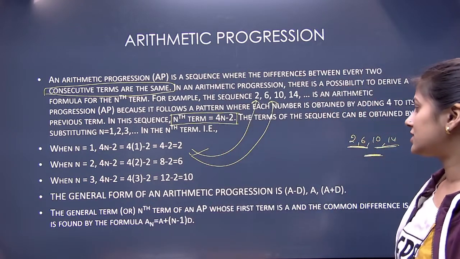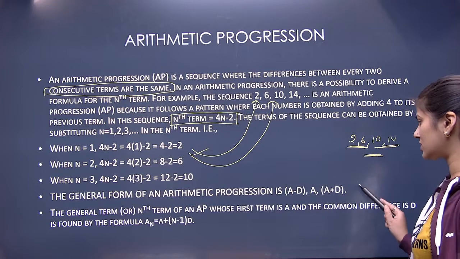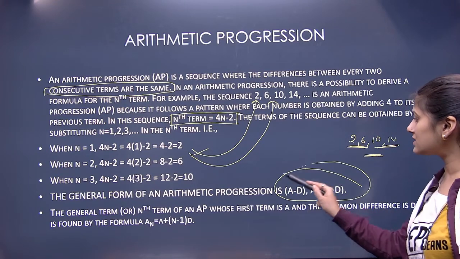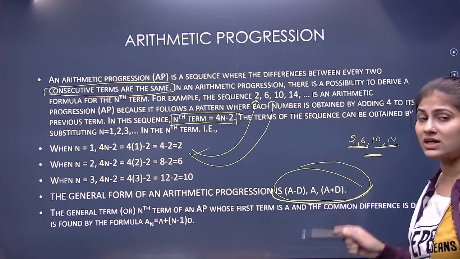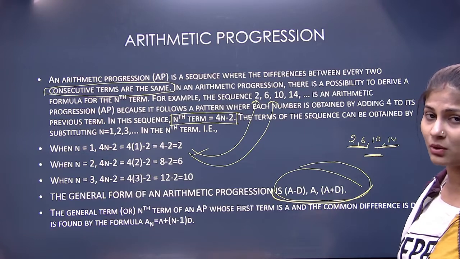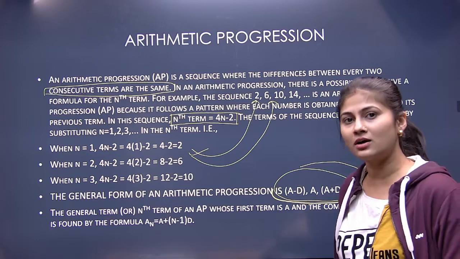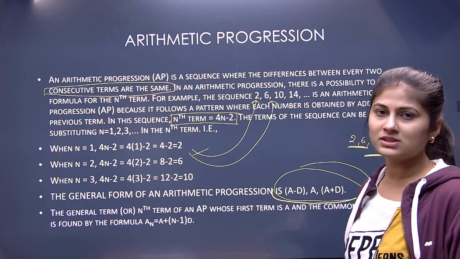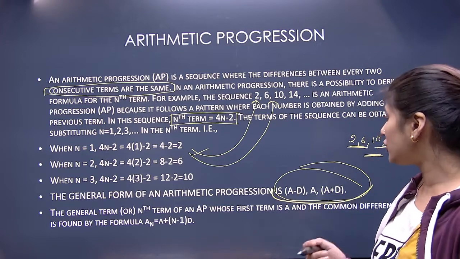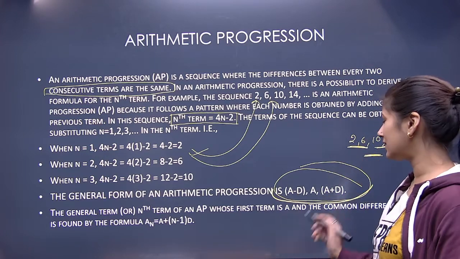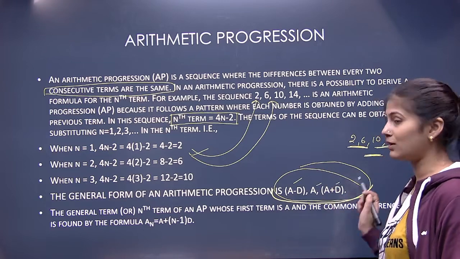The general form of an arithmetic progression is this. If you remember that in standard 10, we used to consider 3 terms in an AP. When the question says that the sum of 3 terms is this and the product of these 3 terms is this, then we used to consider that the 3 terms are a minus d, a and a plus d.